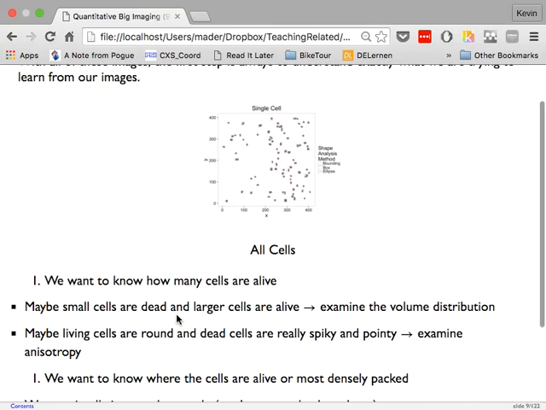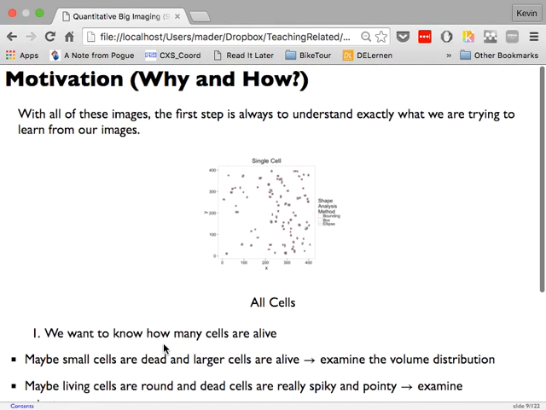And for that, you could look at anisotropy or circleness, where you fit an ellipse to it, and you compare the shape of the ellipse to the shape of the object. And if it's very spiky and pointy, then there'll be a very large mismatch between these two.